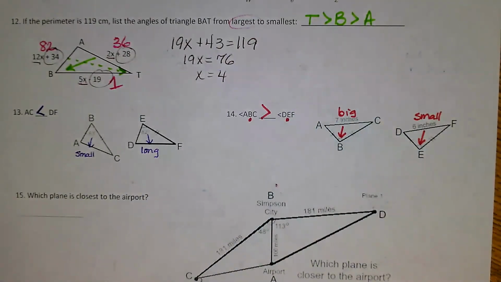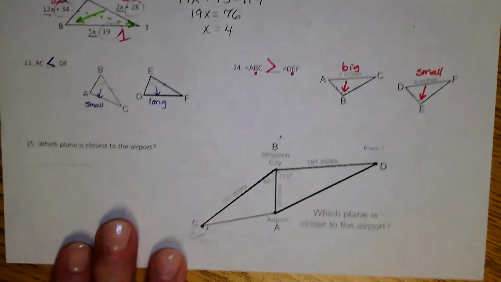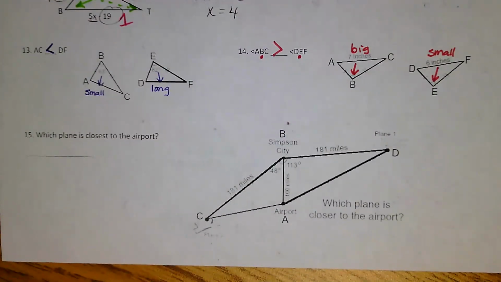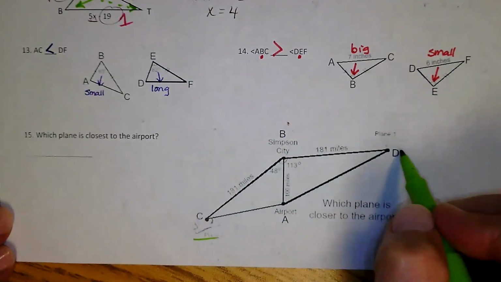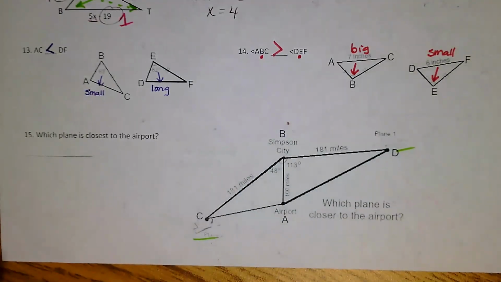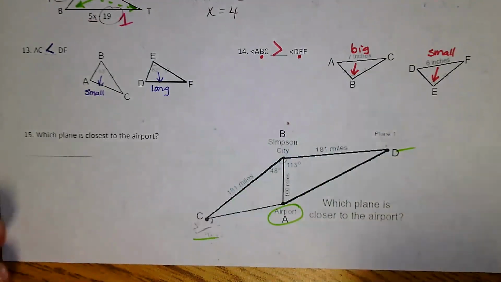All right, last problem on the notes before we get to our practice problem. Which plane is closest to the airport? And I know that's difficult to see, but there is a plane here and a plane here. Here is the airport. 181, they're both the same distance from Simpson City.